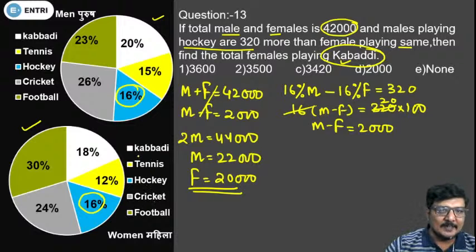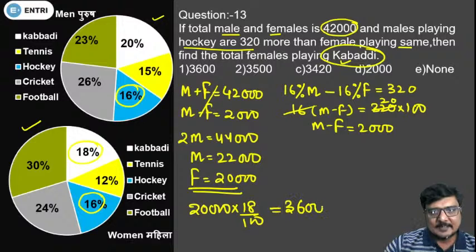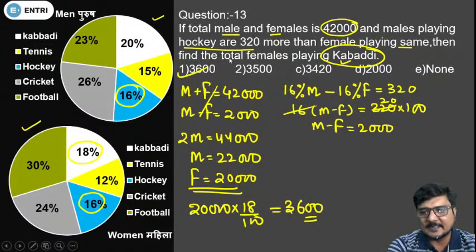The females playing kabaddi are 18%. So females playing kabaddi will be 20,000 into 18%. That will give you 3,600. So the right answer for this question will come out to be 3,600, option A.